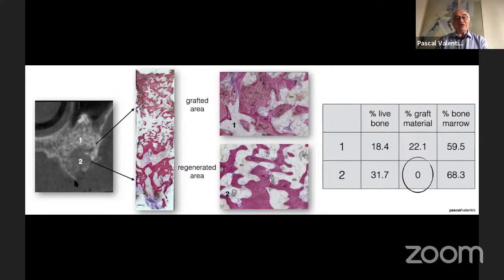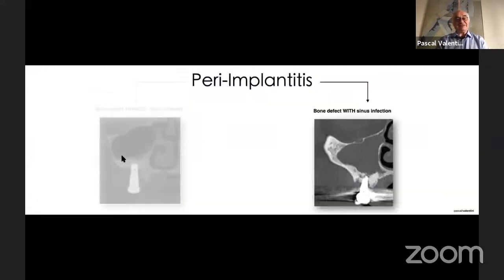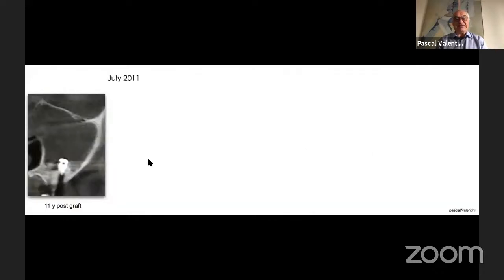All the cases we have like this, all of them, behave in the same way with a complete regeneration of the defect. Now, let's go to the more severe form with a sinus infection, acute sinusitis due to perimplantitis. This is occurring 18 years after the sinus graft. You can see a complete infection of the sinus, a complete radiopacity of the sinus with the perimplantitis here.